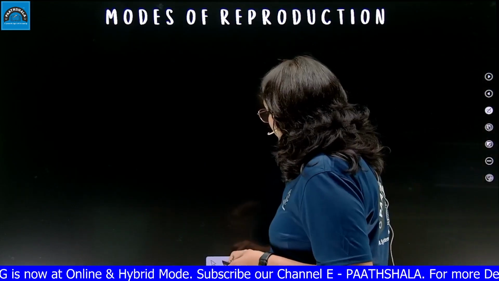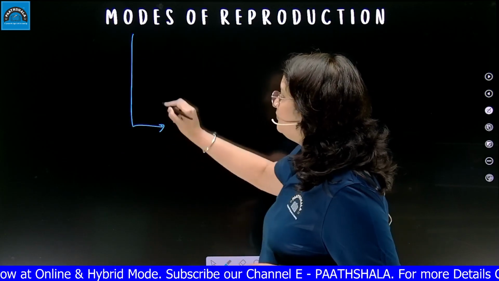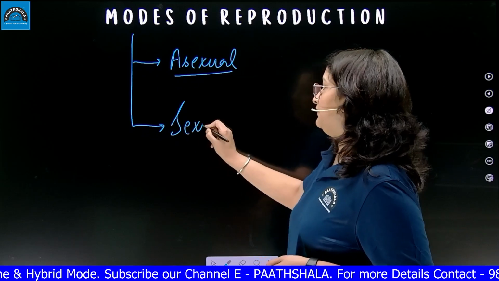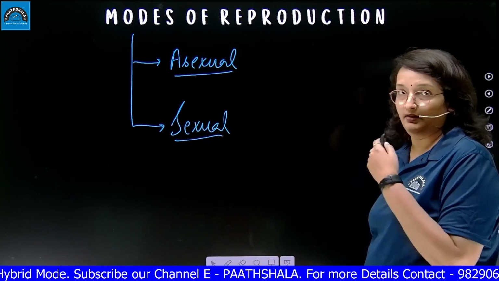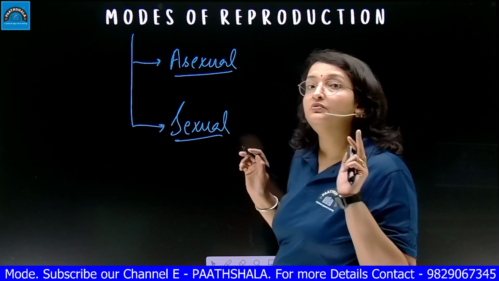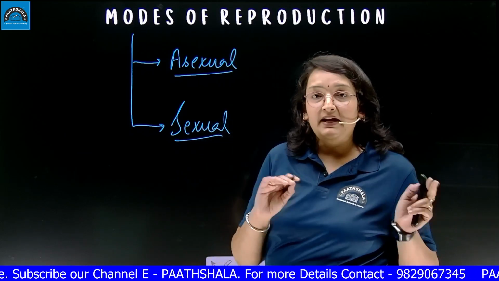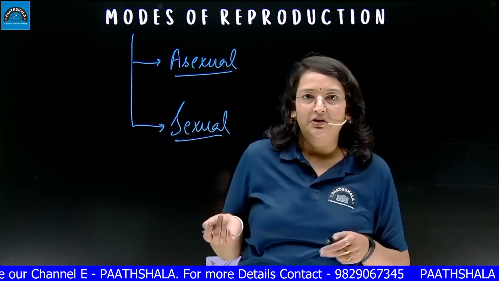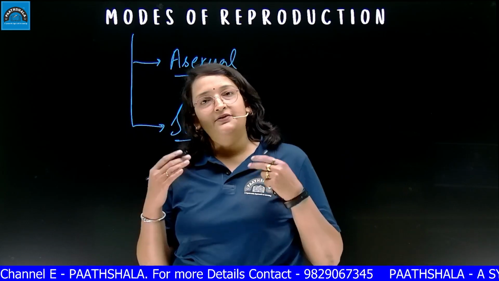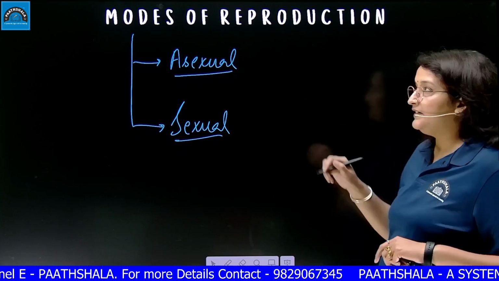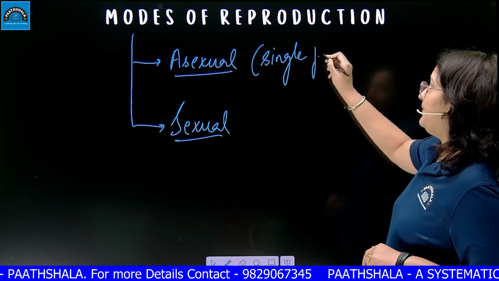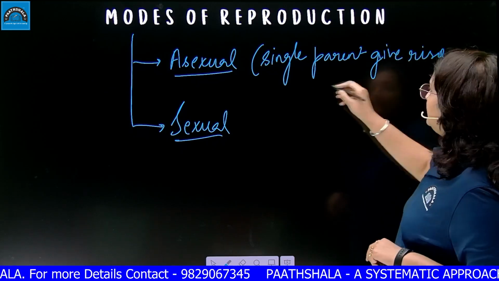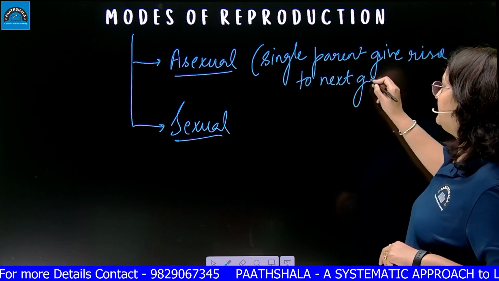Now, modes of reproduction may be asexual and sexual. Asexual means there is no requirement of two sexes. No two separate organisms, male and female, are required. A single parent, whether it is bisexual or unisexual, is capable of giving rise to the next generation. So in asexual reproduction, a single parent gives rise to the next generation.